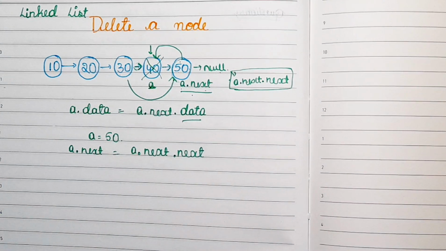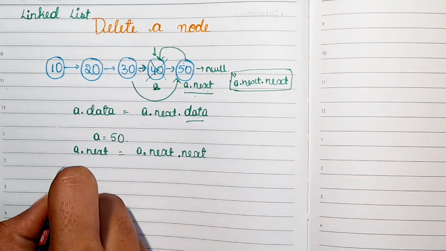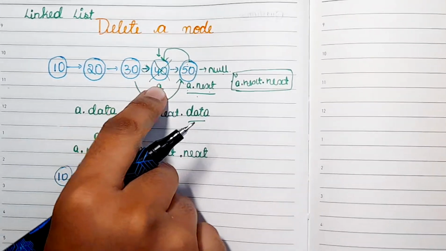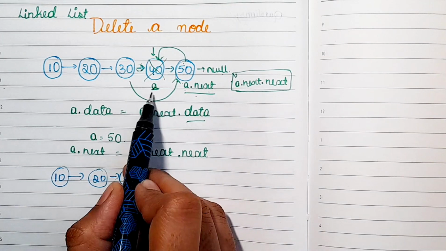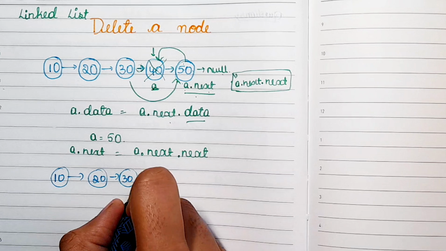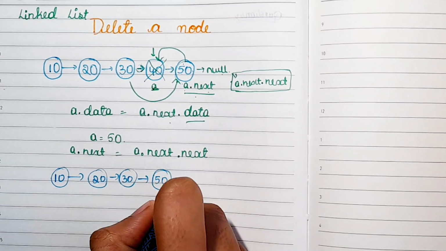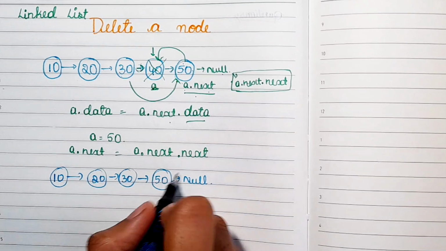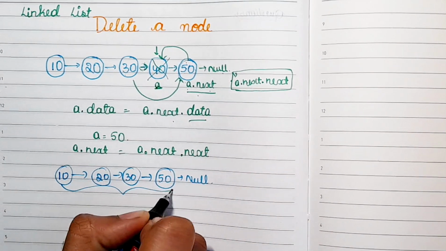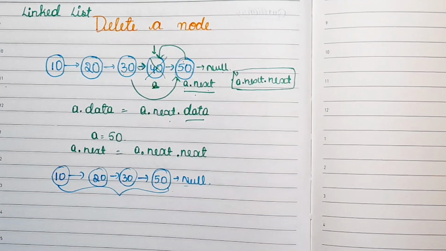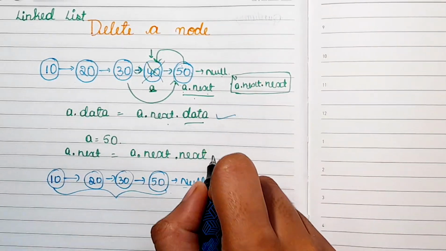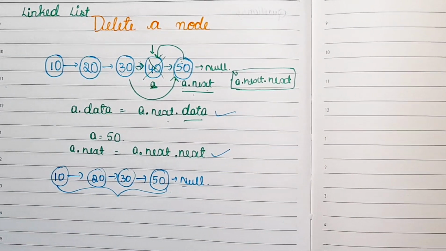So how will my new linked list look like? 10, 20, 30, 40 is no longer existing because I have given a.data as 50. So here's my 50 and next will be nothing but null. You can actually ignore this. You can consider only this as a linked list. Just for your understanding, I have given this as null. Very simple, just 2-line code and you will be able to delete a node.